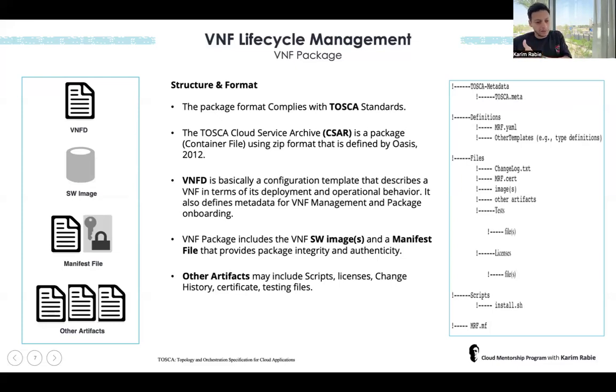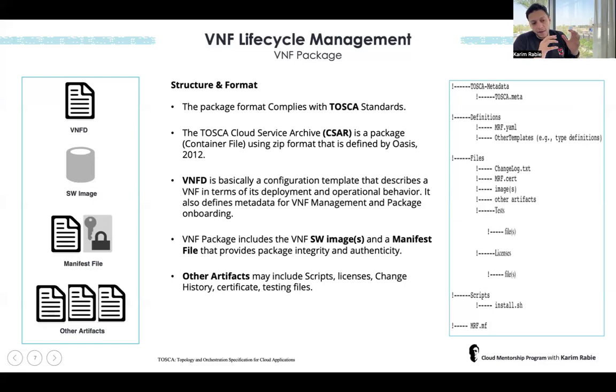Sometimes it is provided offline. It is common, but from a standard perspective, it should be in the archive. You may find other arbitrary files like a manifest file for integrity and package authenticity. You may find an acceptance test. You may find a license. You may find anything that is relevant to the VNF in the VNF package.